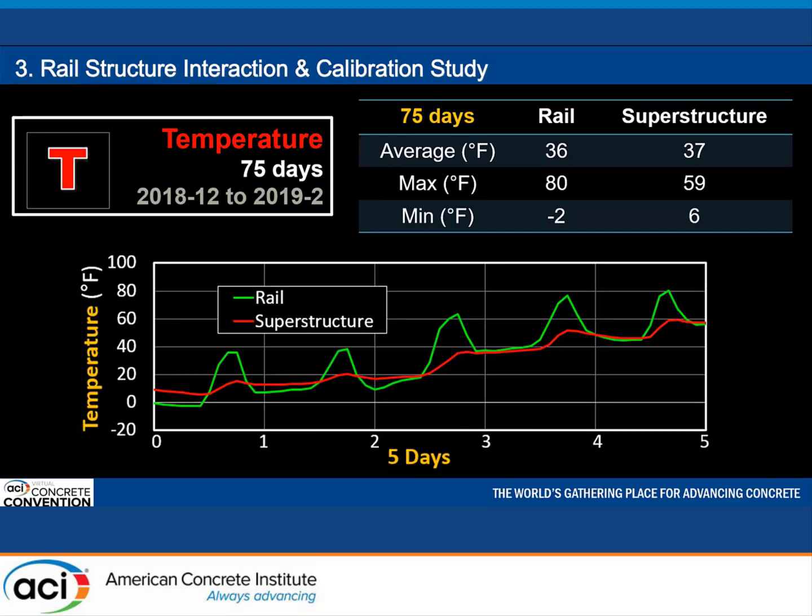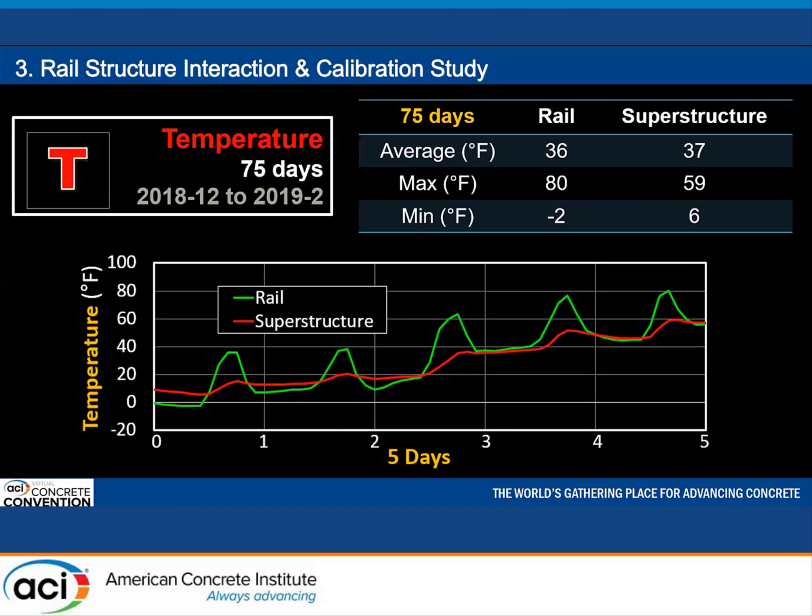Last but not least is T, temperature. Temperature was recorded every hour for 75 days. I invite you to look at this table and compare the maximum and minimum temperatures of the rail and the superstructure. This is very interesting. The test data shows that in this 75-day period, the maximum and minimum temperature occurs within 5 days as shown in the graph below. In this graph, the green line represents rail temperature. The red line is superstructure temperature.